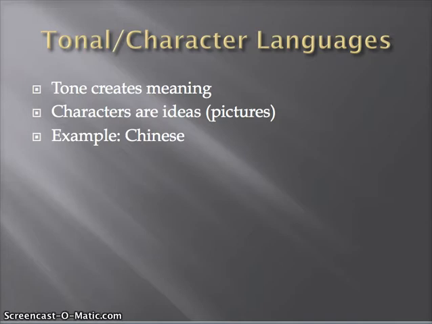You also have languages that are character-based languages, and Chinese is another example of that. These are languages where a character or a symbol is used instead of actual letters. So sometimes they're also called pictograms because they might resemble a picture or resemble the actual idea that you're trying to get across. Again, there are several different tonal languages, several different character-based languages, but I'm just using Chinese as an example. Chinese has over 30,000 different characters.